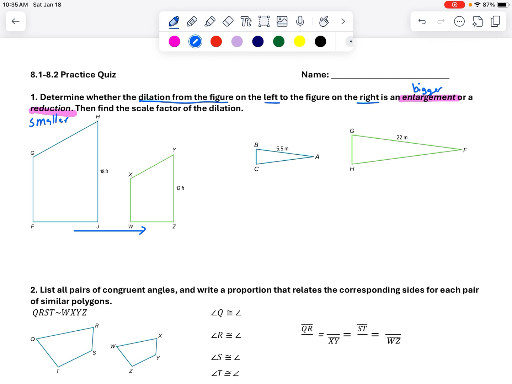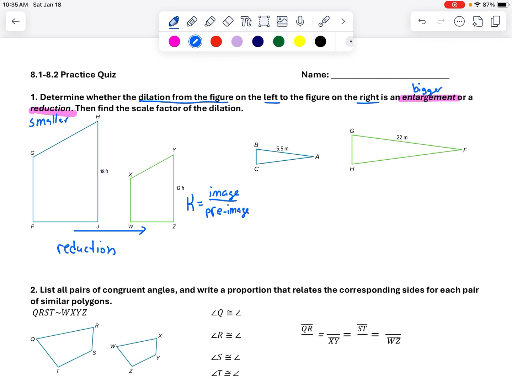Anyway, the scale factor is determined by taking the size of the image over the pre-image. So that means it's where we end over where we began. In this case, we have a bigger object here on the left. Over here on the left, we have a large quadrilateral. We got smaller, so therefore this is a reduction.